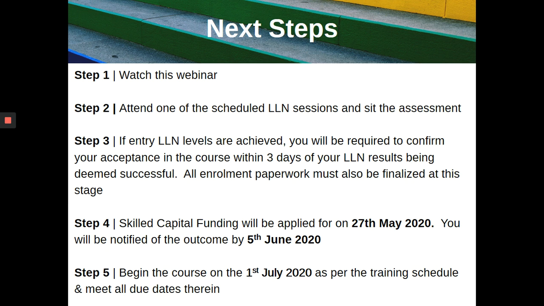It is important to note that in the LLN session, we will be adhering to social distancing requirements. We'll only be taking 9 people at a time with our big ballroom space that's located in the Tuggeranong Community Centre. If your LLN levels are achieved, and as mentioned before, there are levels that you do need to achieve to be able to move through the enrolment process, you'll receive an email with your LLN score. And if you reach that required score, you'll need to confirm whether you wish to accept enrolment within 3 days of that LLN being marked.